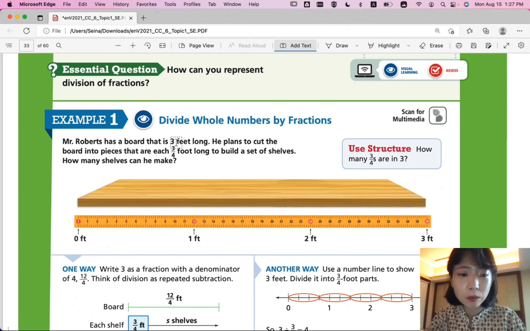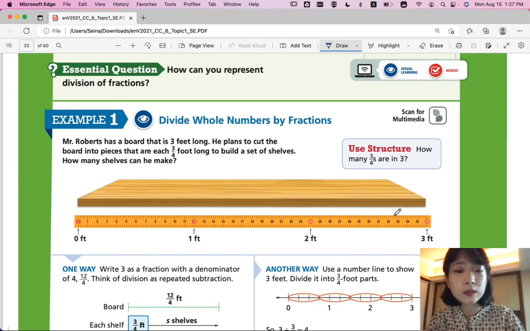Mr. Roberts has a board that is 3 feet long. He plans to cut the board into pieces that are each 3/4 foot long to build a set of shelves. How many shelves can he make? Okay, so the entire board is 3 feet long, and he's going to cut the board into pieces that are 3/4 foot long.